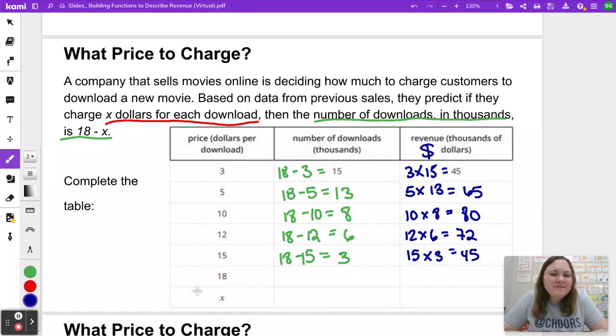In the past, I've had some students say, well, yeah, if the movies are really cheap, you're going to have a lot of people buy them. And that's what we're seeing here in the middle column. But if the movies are too cheap, it's not a great way to make a lot of money.